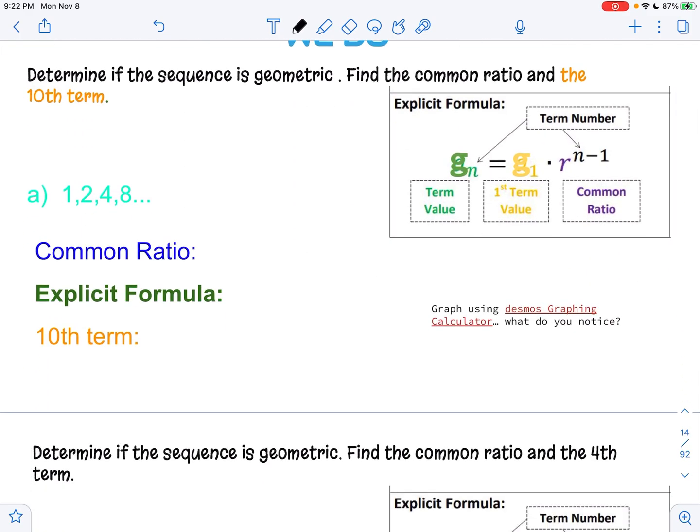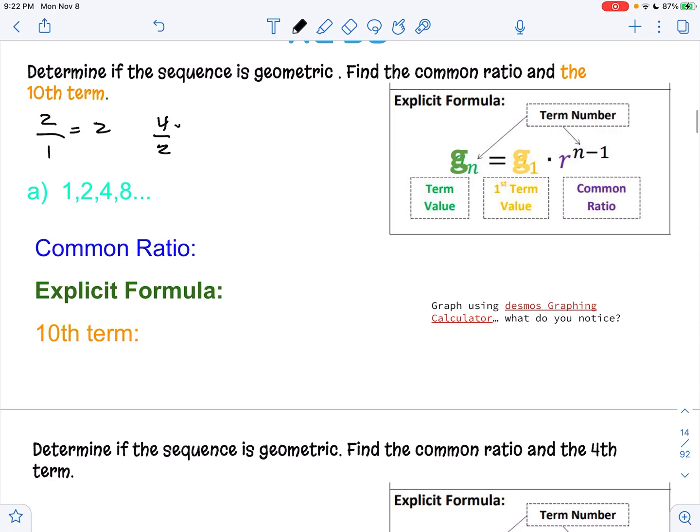Determine if the sequence is geometric and find the common ratio. If it's geometric, then it'll have a common ratio. So let's divide each term by its previous term and make sure that it is the same. 2 divided by 1 is 2. 4 divided by 2 is 2. And 8 divided by 4 is 2. Bam. So the common ratio is 2.